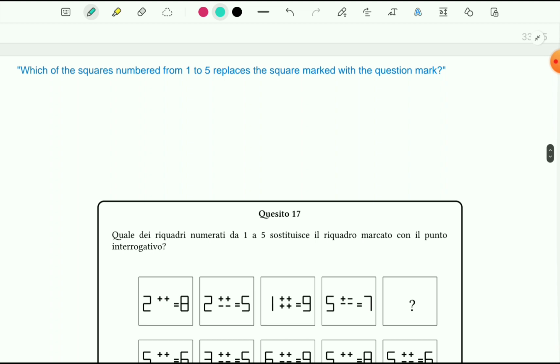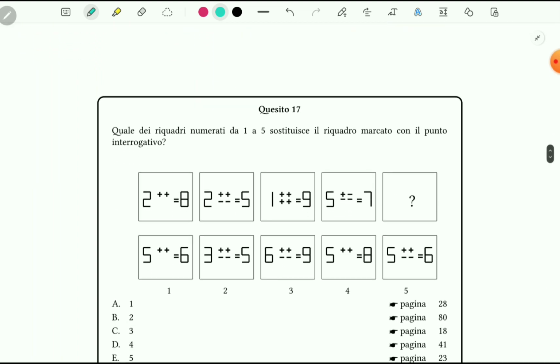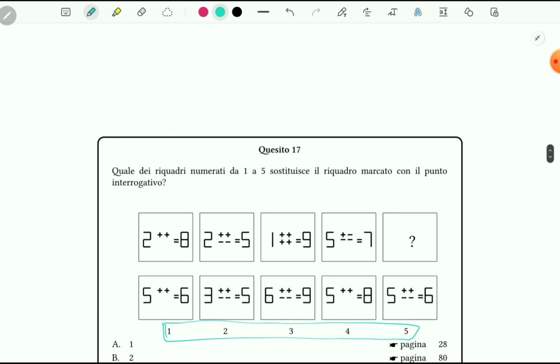So let's start with this problem. Which of the squares numbered from 1 to 5 replace the square marked with a question mark? So squares numbered from 1 to 5 and the square marked with the question mark. Okay, so here these are the five squares numbered from 1 to 5. We have to choose the correct square for this question mark square.